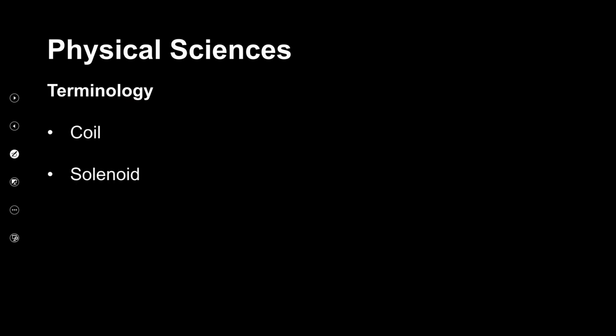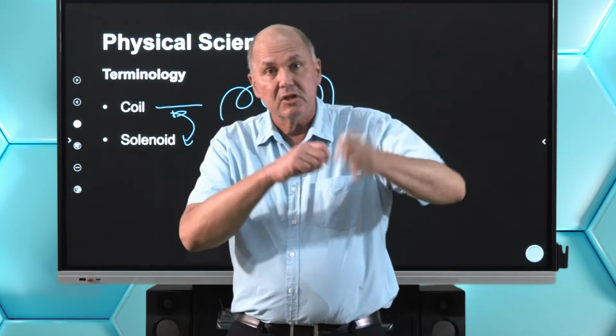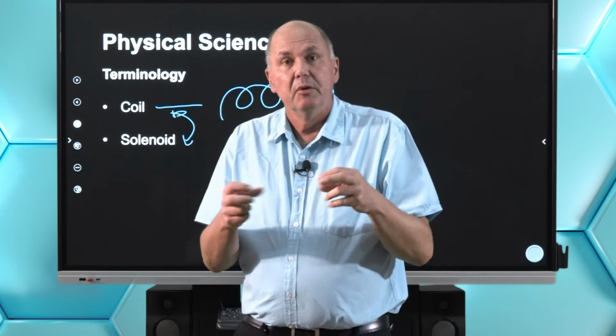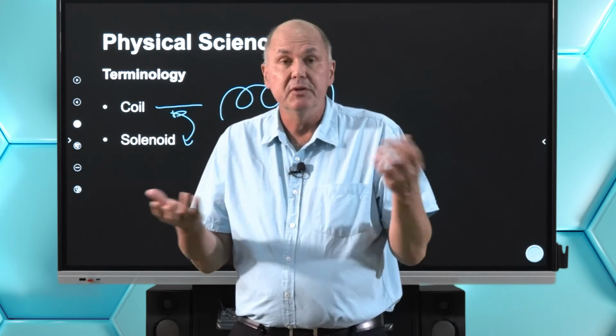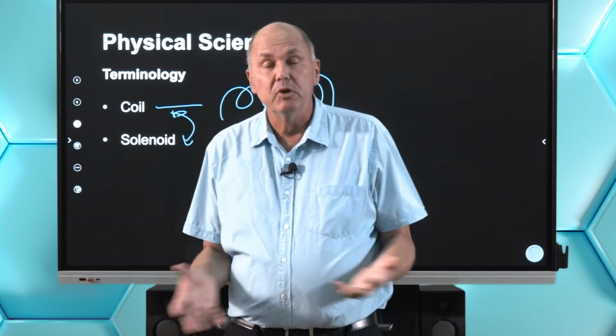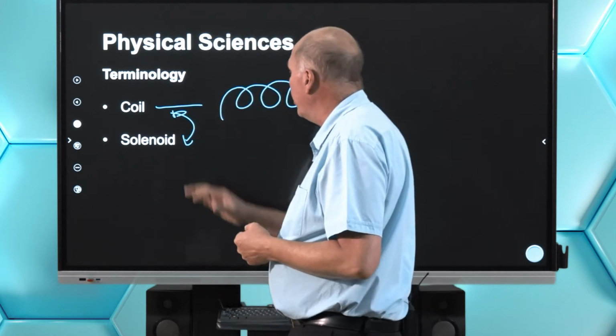We just need to make sure that we understand that a coil just means that we've taken wire and wrapped it around something. And a solenoid is exactly the same as a coil. They're used interchangeably. A solenoid is just wire that's been wrapped around an object. That object could be a piece of plastic, a piece of wood, it could even be an iron nail. And that would give you the idea of what a solenoid or coil is.